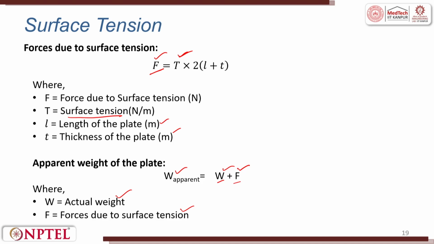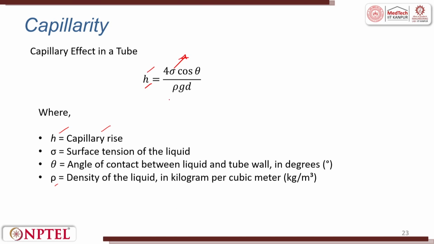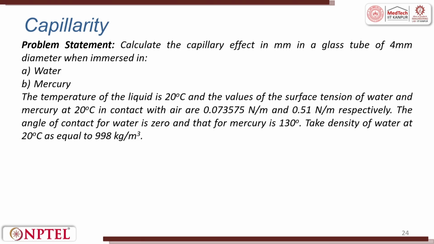So, I just have given another notation here, that is sigma, that is surface tension. It is sometimes given as sigma, sometimes given as T. In this relation, I put it as sigma because in the numerical that I will discuss, I will also have T, where T would be temperature of the liquid. That is why I put the notation sigma here, that is surface tension of liquid. Theta is angle of contact between liquid and tube wall, that is in degrees. Rho is density.